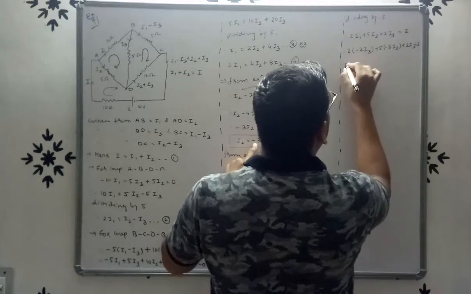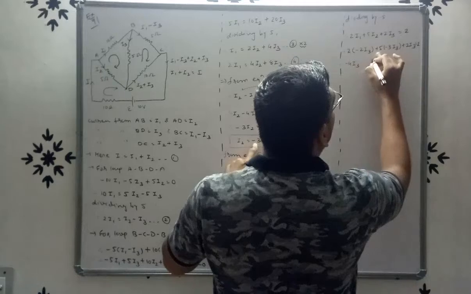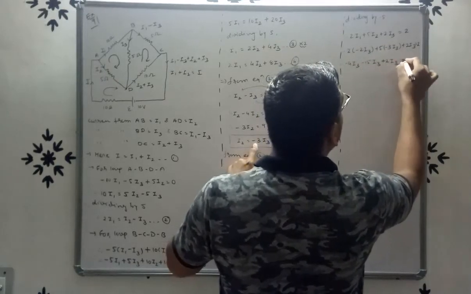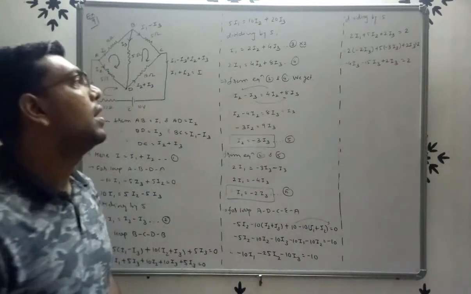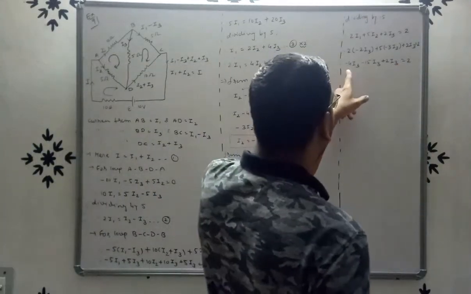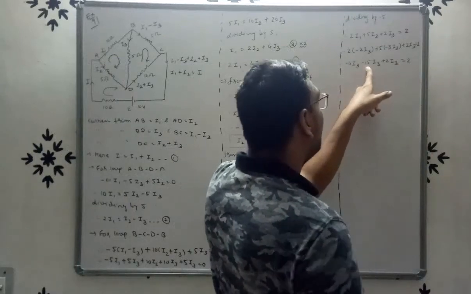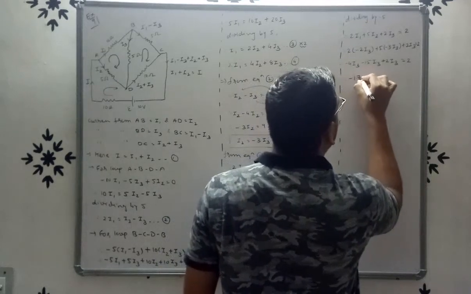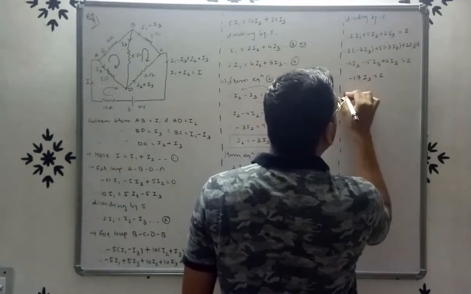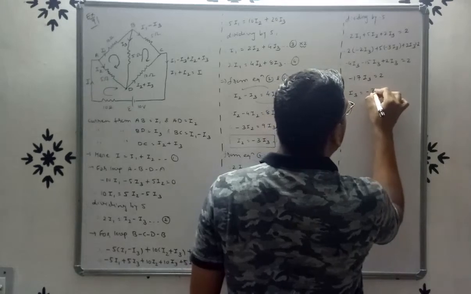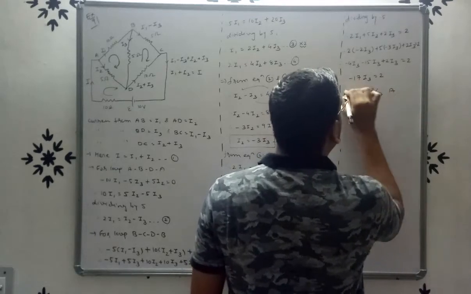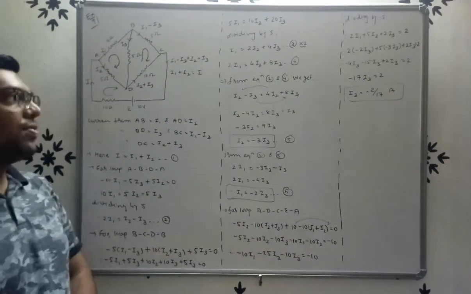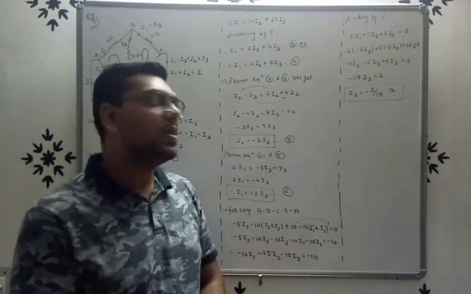So here 2 into 2 minus 4I3, 5 into 3 minus 15I3 plus 2I3 is equals to 2, right? So here minus 4 minus 15, so minus 19 plus 2, that is minus 17I3 is equals to 2. So we get I3 is equals to minus 2 upon 17 ampere, right? So we know the value of I3, that is minus 2 by 17 ampere.